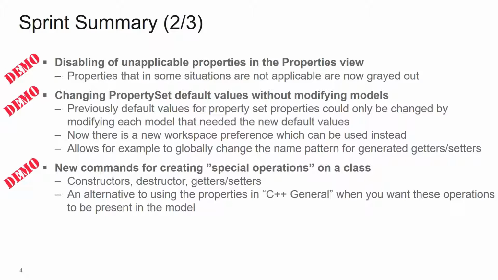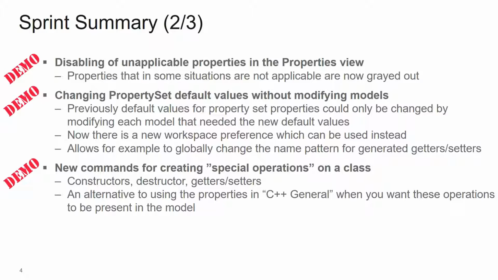Also related to the properties view is something called property set default values. I don't know if you've used that feature, but already before it was possible to modify the default values of many of the properties by setting a so-called default model. Previously, this was only possible to do by modifying models, which was tedious in case you needed to do this on lots of models. So now we've introduced a global workspace preference that you can set only once in case you want a certain preference default to be used globally. A typical example is if you want to have your own custom scheme for naming the generated getter setter functions that the model compiler can generate.